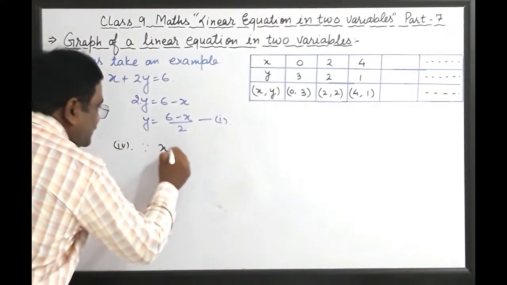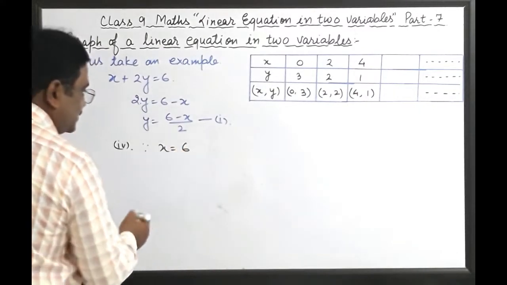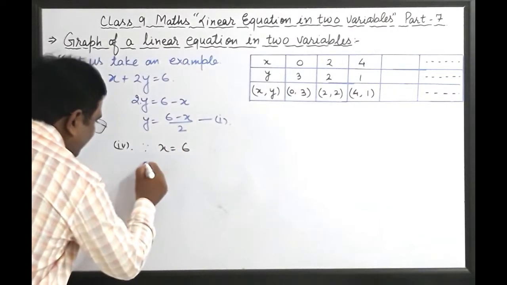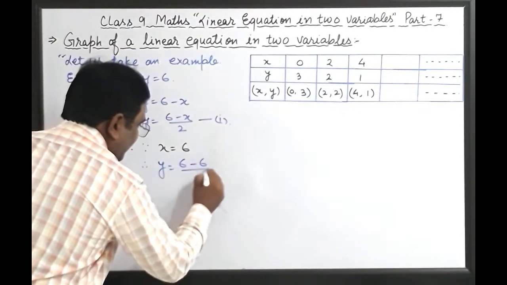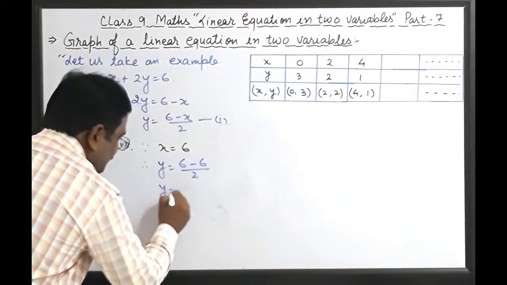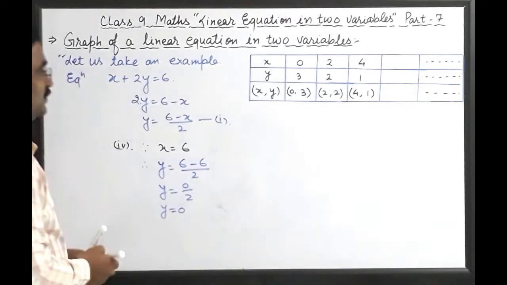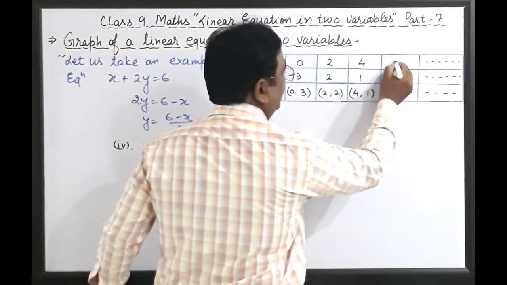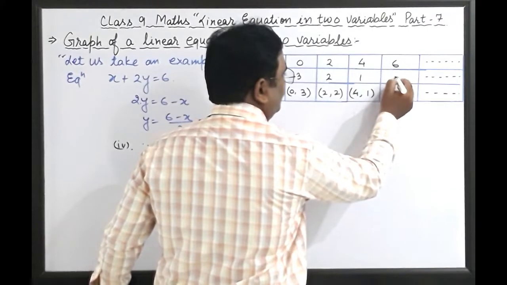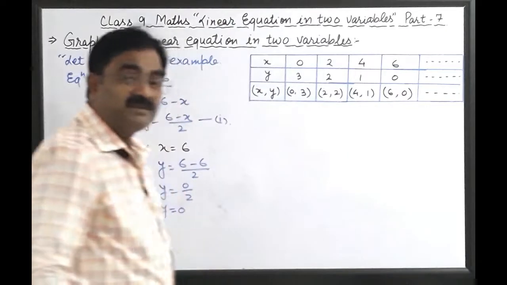let x is equals to 6. x की वैल्यू 6 सपोज करते हैं. To take the value of x is equals to 6, let us find out the correspondence value of y. So therefore y is equals to 6 minus x upon 2, and the x you have taken 6. Therefore y is equals to 0 upon 2. You got y is equals to 0. So these two values you have to substitute here in the table. x is equals to 6 लिया आपने, y की correspondence value 0 आएगी. So your coordinate 6, 0.